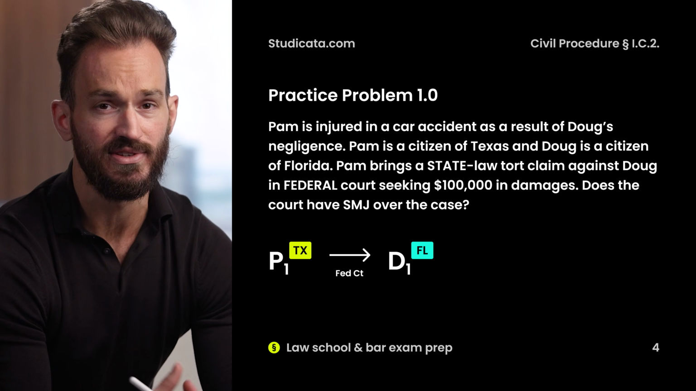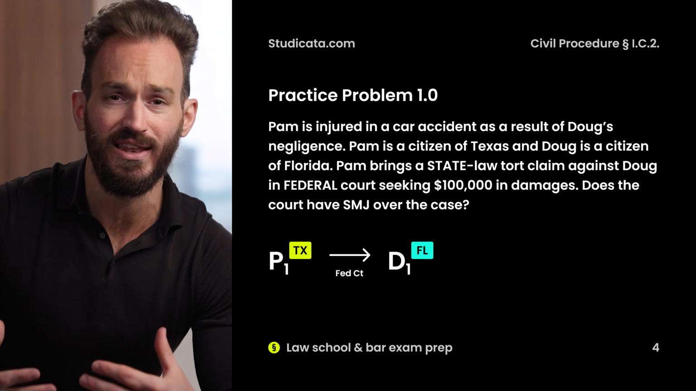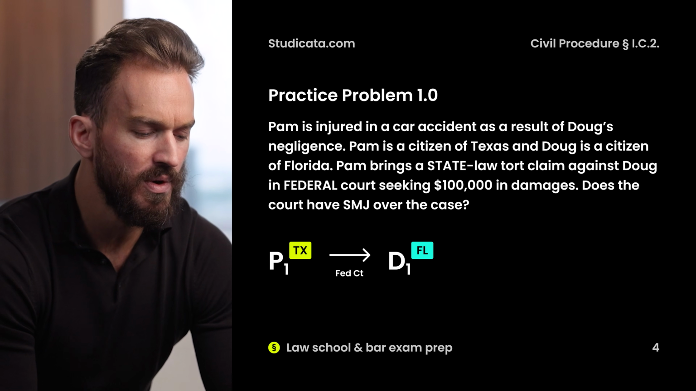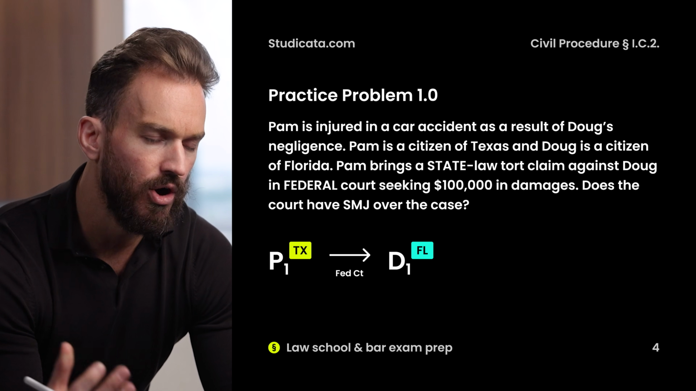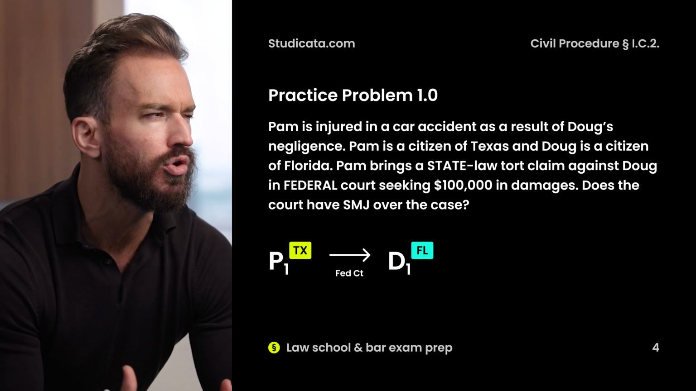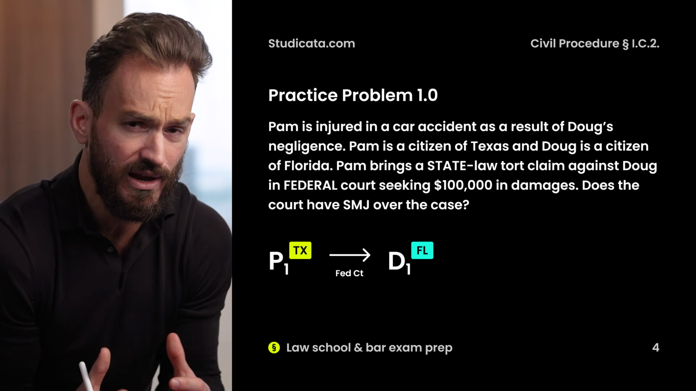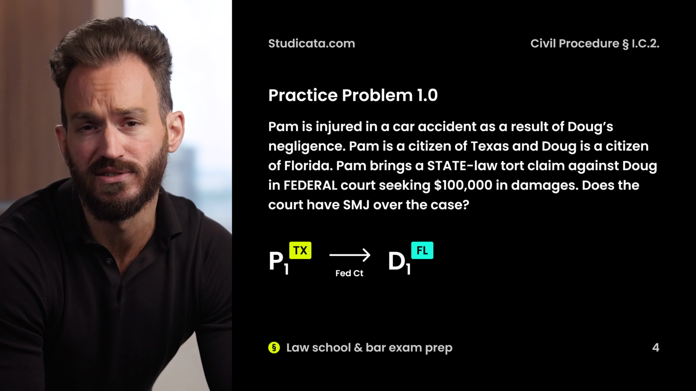Because remember, state courts have more unlimited subject matter jurisdiction. State courts can hear a lot more types of cases than federal courts. Well, here we know Pam is bringing the action in federal court. So we have to think, okay, how does a federal court obtain subject matter jurisdiction? Remember, federal courts have more limited subject matter jurisdiction. Federal courts are more limited in the types of cases they can hear.